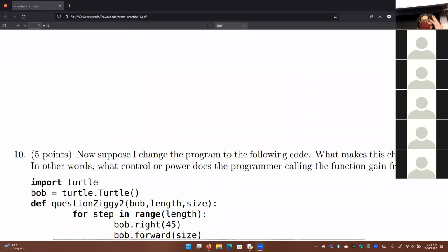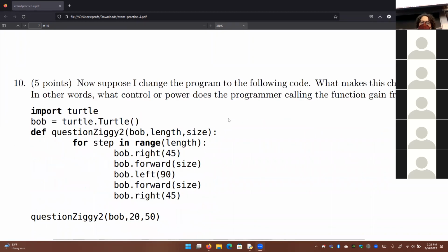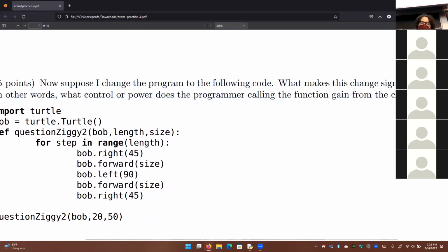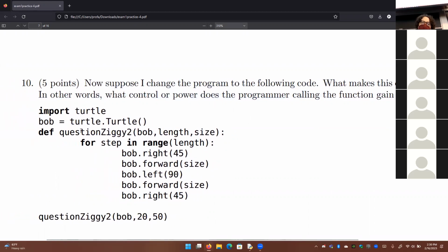It's just a matter of, again, making sure that things are reasonable. Now, suppose I change the question to thus. What makes this change significant? In other words, what control or power does the programmer gain from calling the function with the changes? So in other words, I changed the question Ziggy to have a size argument, right?